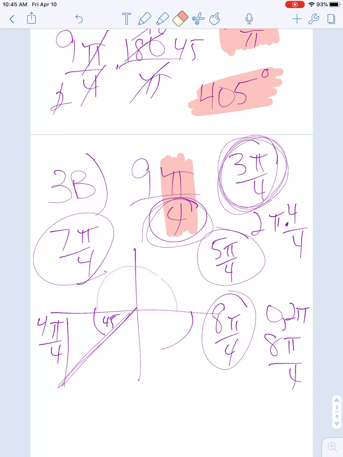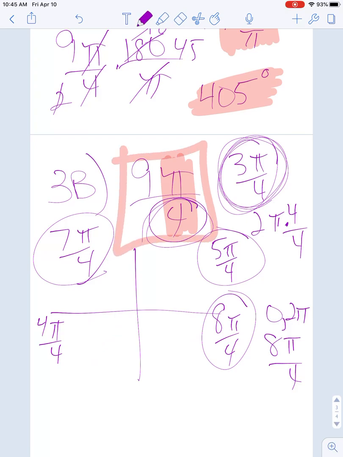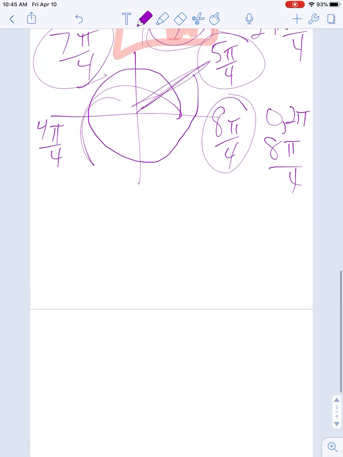So can you think about where 9 pi over 4 would be? What quadrant is 9 pi over 4? Well, I'm going to go 4 pi over 4. I keep going. 8 pi over 4. I need to keep going. It would actually be in the first quadrant. It's 1 more than 8 pi over 4. It's always going to be 1 more, 1 less, whatever.